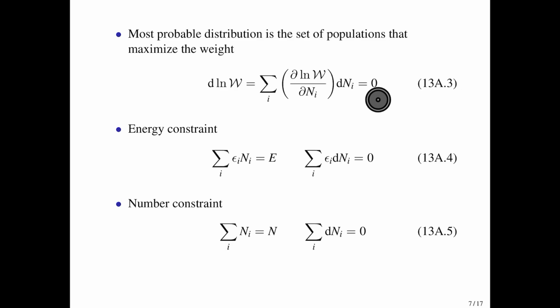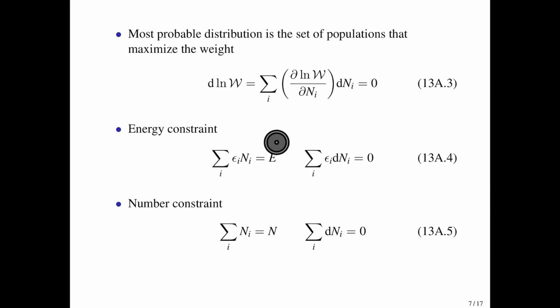However, there's a couple of important constraints in our system. For example, this is the formula for calculating the energy of the system. The energy is constant. You take the energy of each state, multiply it by the number of molecules in that state, add that up over all states, and that gives you the total energy. That's one constraint. Another constraint is that the number of molecules is fixed. So the sum of all of the populations of the different states needs to add up to the total number of molecules. That's the second constraint.